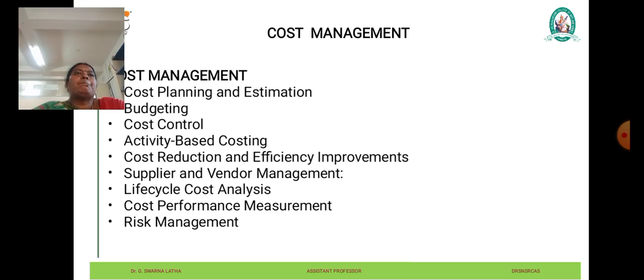SCM encompasses various functions including procurement, production, logistics, inventory management, and distribution with the goal of optimizing efficiency.